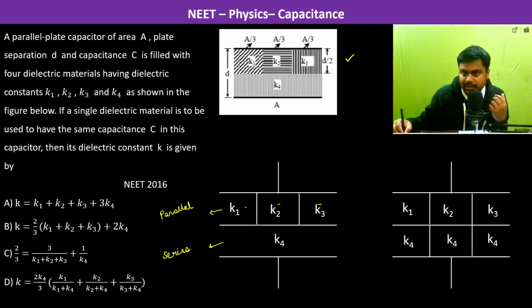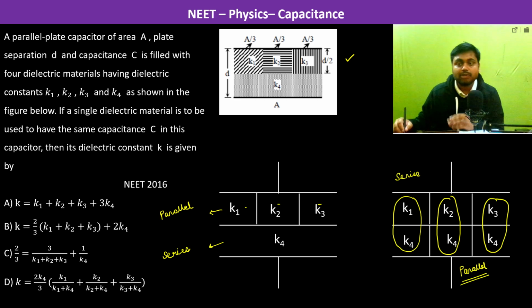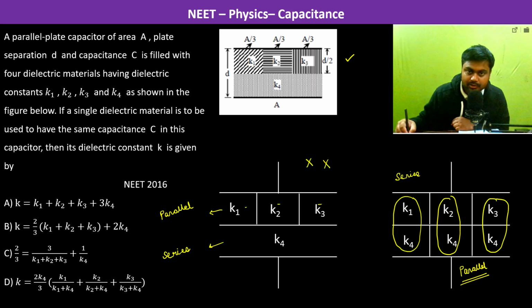Or we take both of them to be in series, this also in series, this also in series, and ultimately all three of them are connected in parallel. Now which one to take, or can we take both of them? Actually we cannot use this. We'll get a wrong answer.